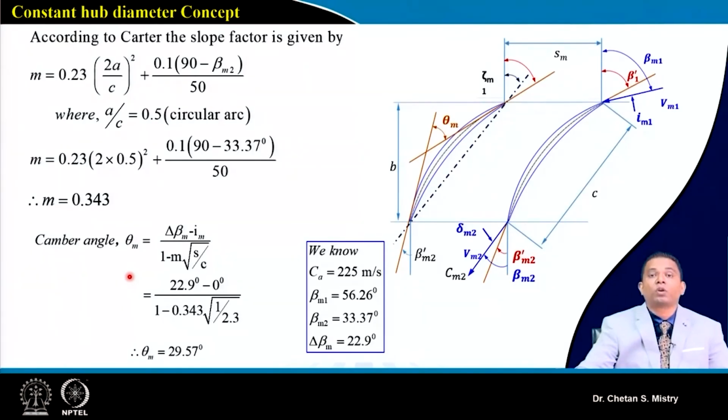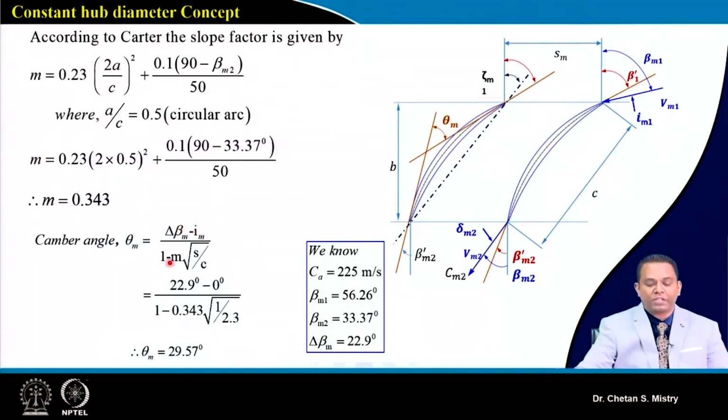Now in order to calculate my blade parameters, the very first parameter we need to calculate is the slope factor, or Carter's parameter, and that's what we are writing here. We are considering a circular arc camber line, and that's the reason my a by c we are taking as 0.5, and my parameter, or m factor, is coming as 0.343.